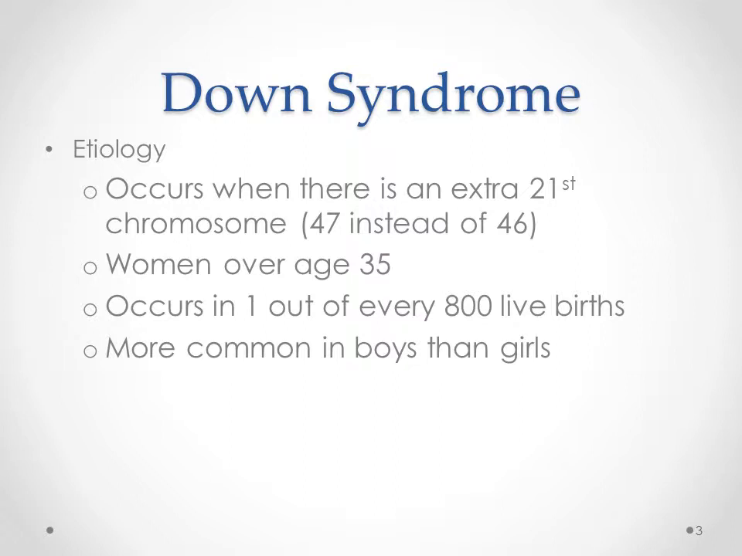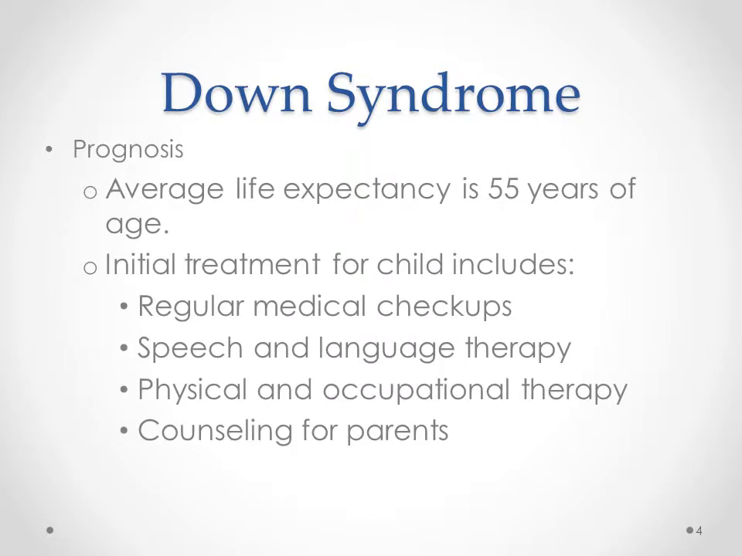Down syndrome is as common as 1 out of every 800 live births, so we probably all know somebody or came across somebody at some point in our life who has Down syndrome. It is more common in boys than in girls. The average life expectancy of somebody with Down syndrome is only 55 years of age, and we'll get into why that is later on. Certainly people live longer than that with Down syndrome.